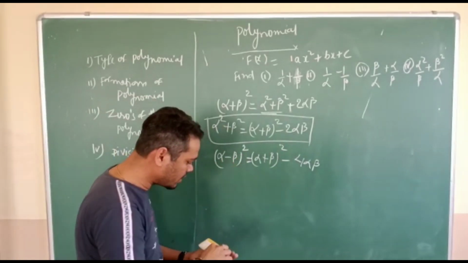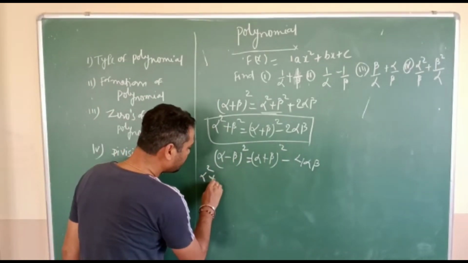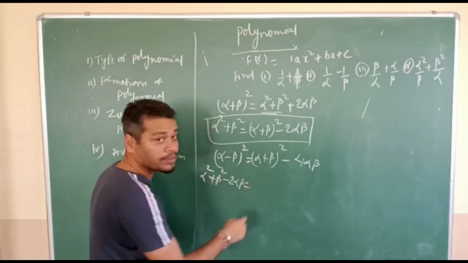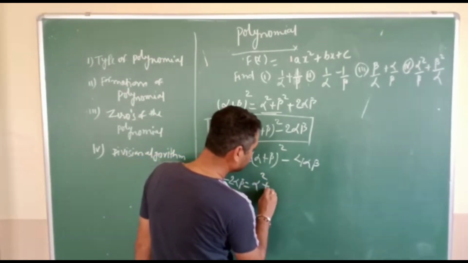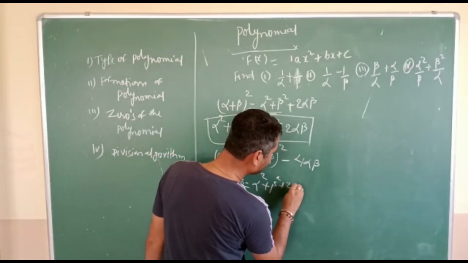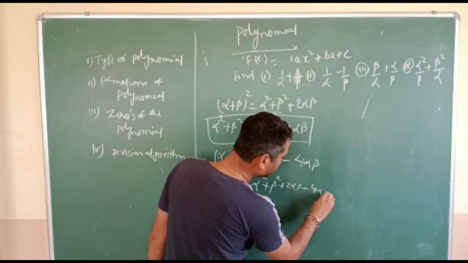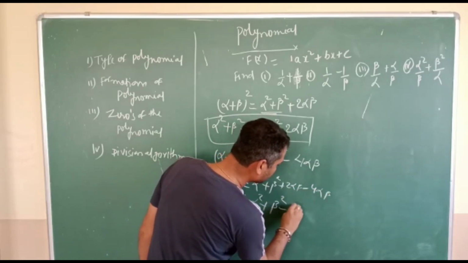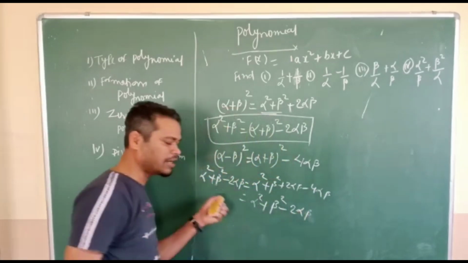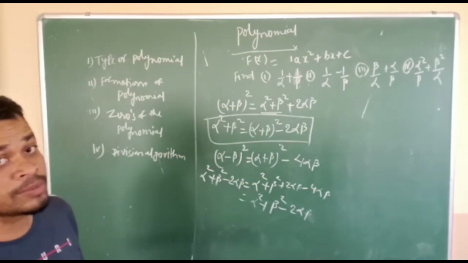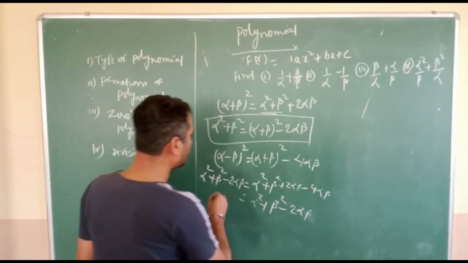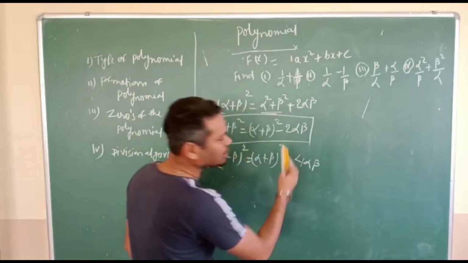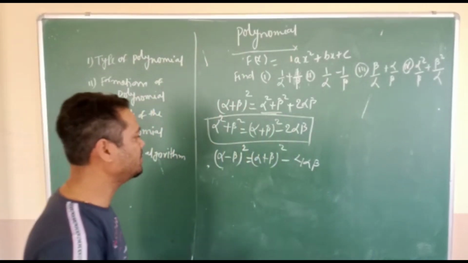Alpha minus beta whole square will give you alpha square plus beta square minus 2 alpha beta. If I open the bracket on this side, this will give me alpha square plus beta square plus 2 alpha beta minus 4 alpha beta. If I solve one step further, there will be alpha square plus beta square minus 2 alpha beta. See here, LHS and RHS are both the same. What is the moral of the story? Alpha minus beta whole square is equal to alpha plus beta whole square minus 4 alpha beta.